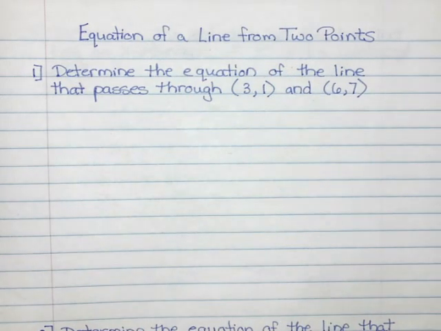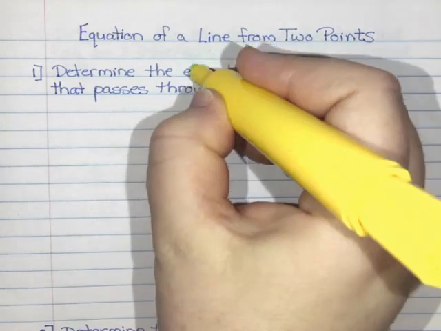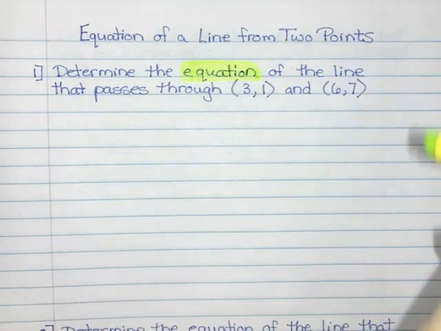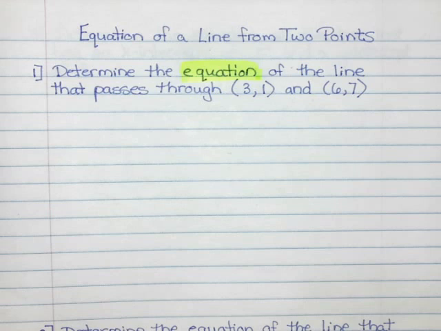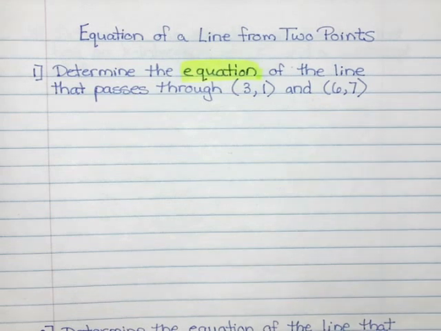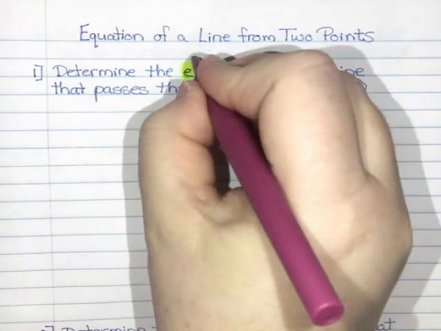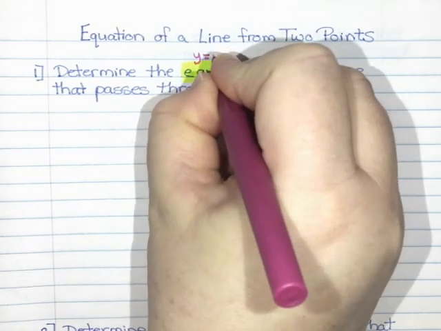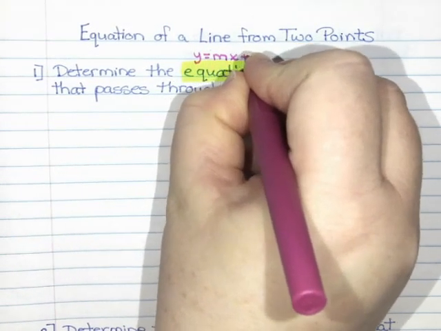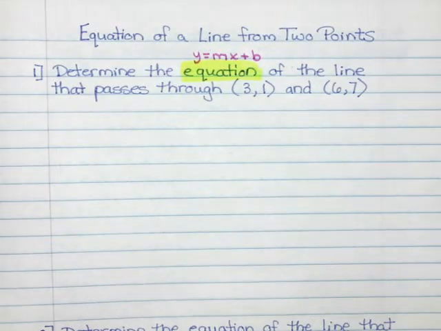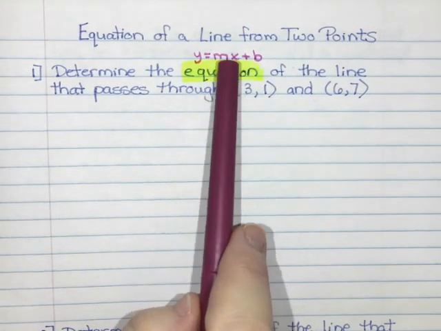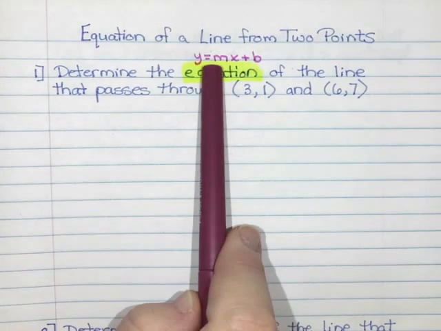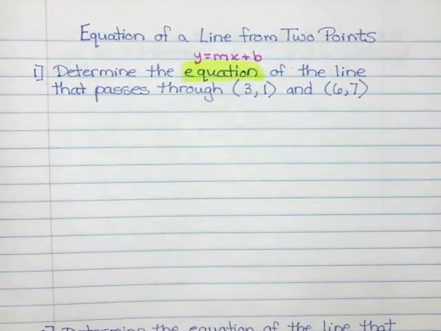So I always try to remind myself what it is we're trying to find here. We are specifically looking for an equation. An equation of a line follows the format y equals mx plus b. So in order to have the equation of a line, I need to know what m and b are. M stands for slope, b stands for y-intercept. So I need slope and I need y-intercept.